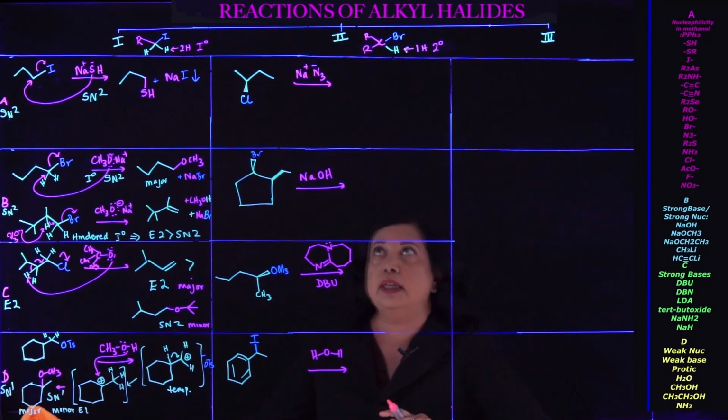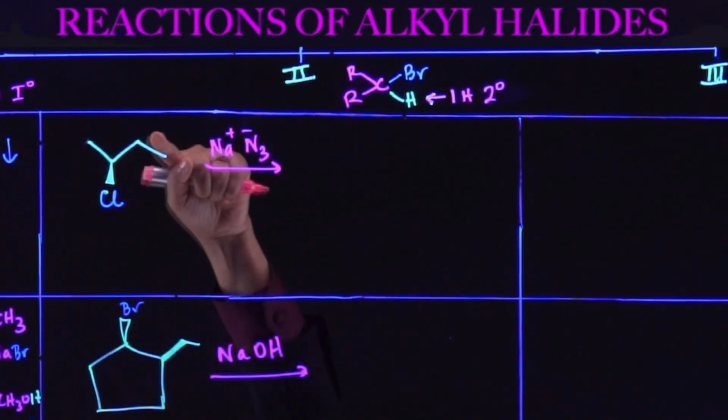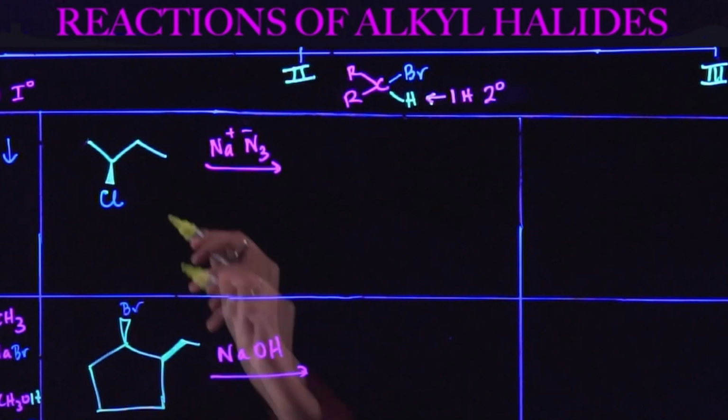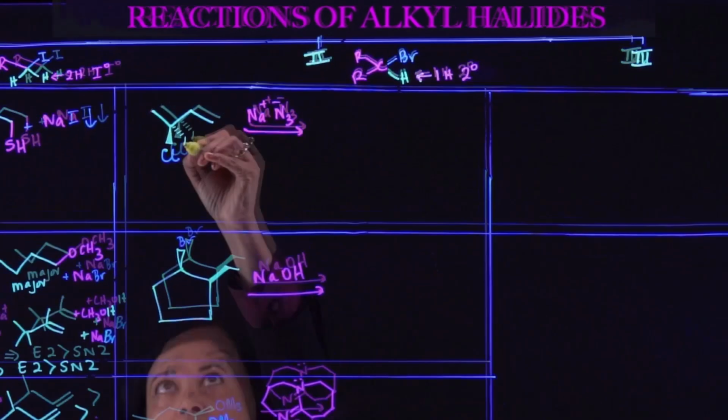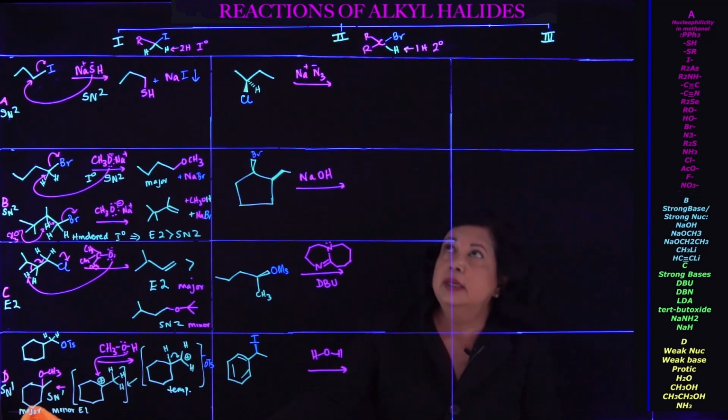Okay, so that's really important. You put your finger on your halide, go out there. If there are 2 R groups, then obviously the third group out there is going to be a hydrogen, and the fourth would be your leaving group.